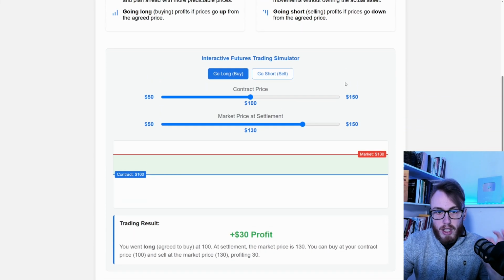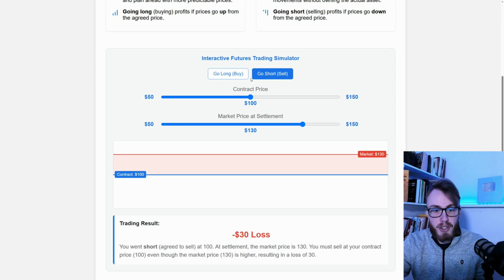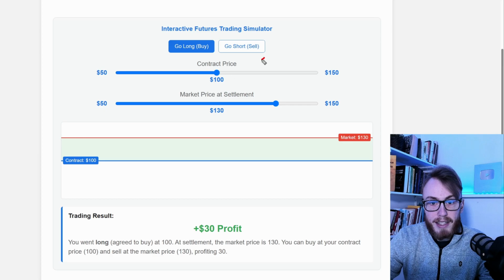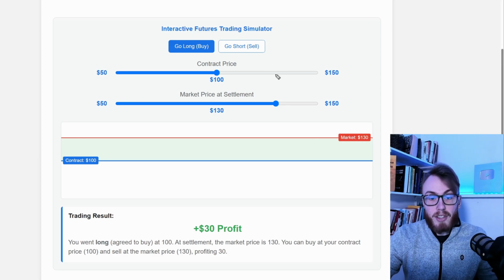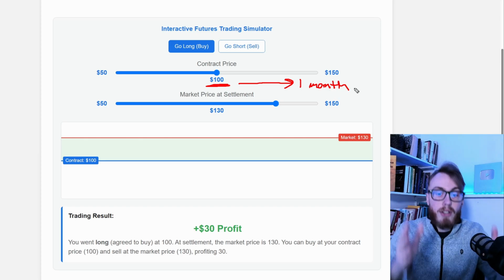But now let's try to understand futures together in a very simple step-by-step manner. First of all, we can either go long, which means that we will buy something in the future, or we can go short, which means that we will sell something in the future. But let's start by taking a look at the long. The contract price is the price that we lock in for the future, and the market price at settlement is what the price is at that certain date. As a very simple example, let's say that we decide today that we will buy one stock for $100 in, let's say, 1 month. So we will buy one stock for $100 in 1 month.